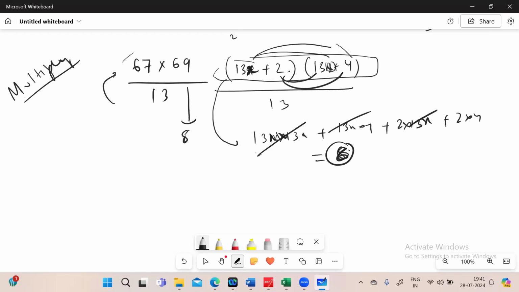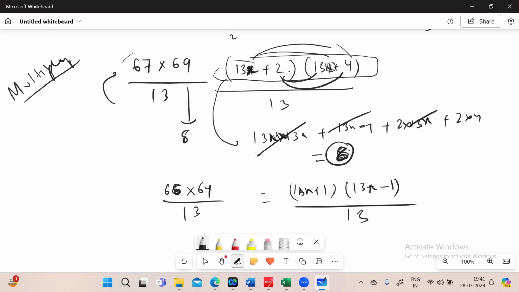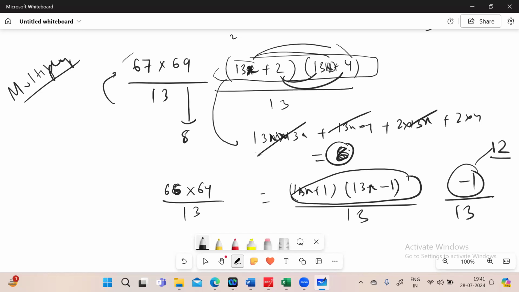Now what if I am multiplying 66 and 64 and dividing it by 13? What will be the remainder in this case? So I know this is 13x plus 1. Next one is 13x minus 1. And then I'm dividing it by 13. The free term is minus 1. So this is your remainder. Minus 1 remainder will lead to the remainder of 12. Okay. Did everyone get that?